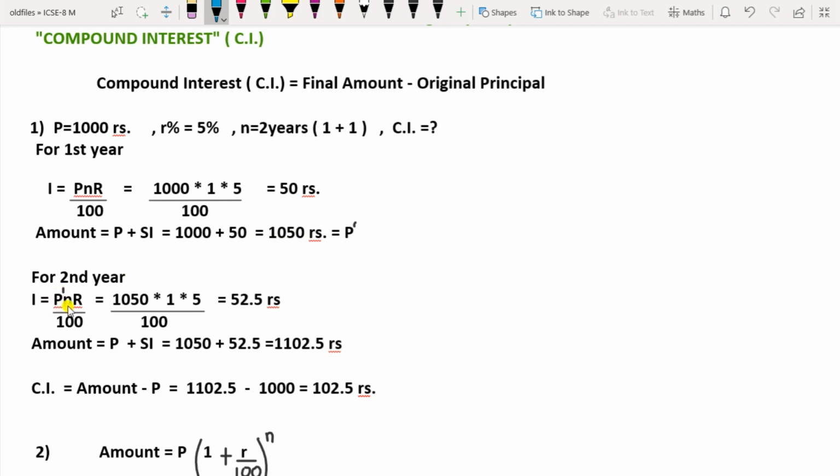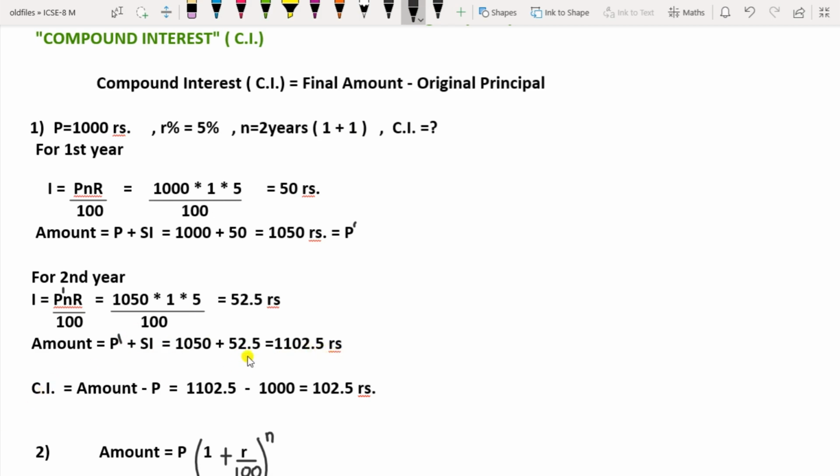For the second year, again you have to find the interest. So P dash N R upon 100. P dash is 1050 into 1 into 5 upon 100. That gives 52.5 rupees. So the amount equals P plus SI, that is P dash plus SI. P dash is 1050 and SI is 52.5. So that becomes 1102.5 rupees.